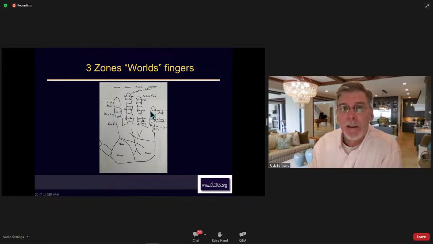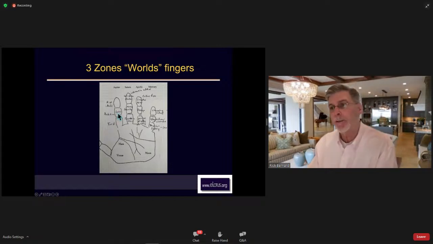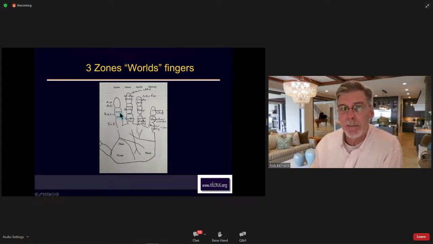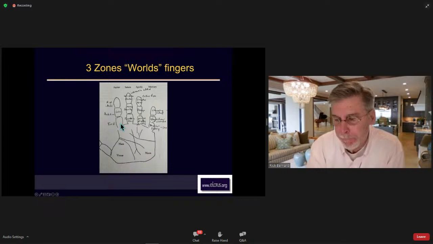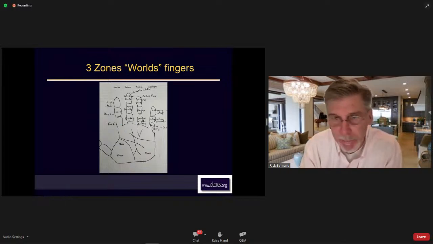So again, high ideals for the upper Jupiter. Measuring your goals has to do with the middle Jupiter. And the lower zone, called the turf zone, has to do with sticking up for yourself, holding your turf, not avoiding confrontation, being able to confront people if needed.